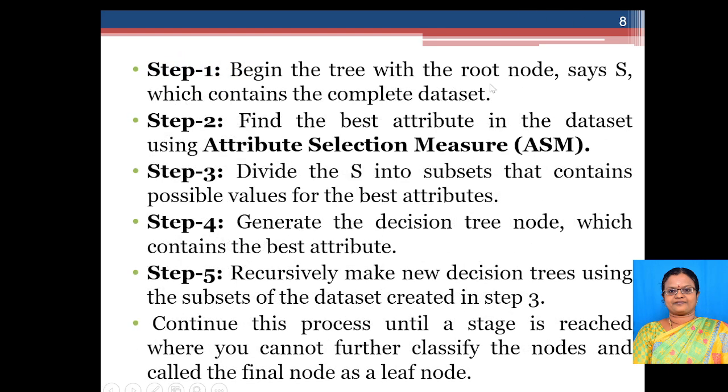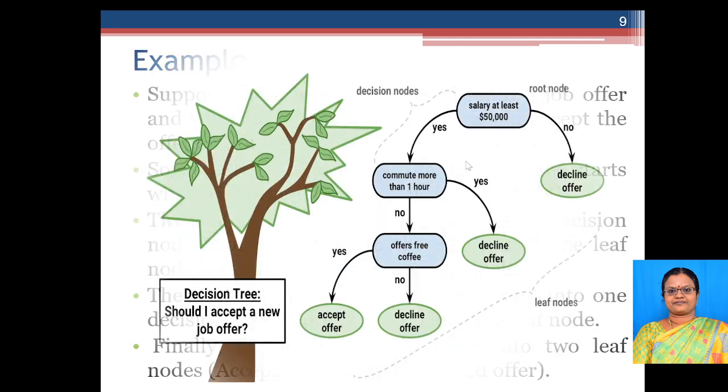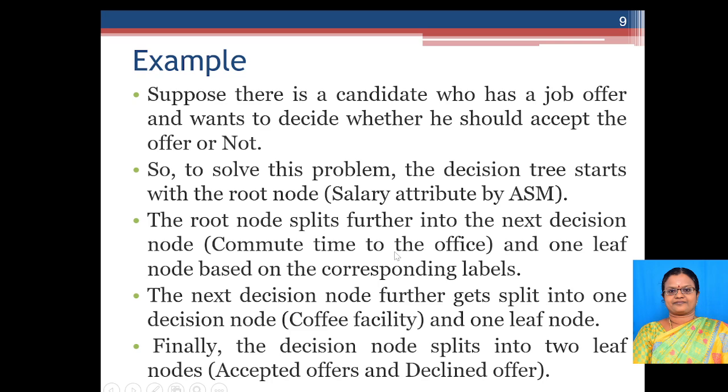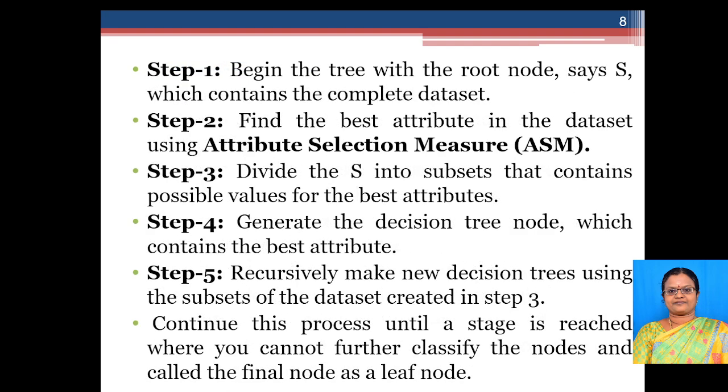So begin the tree with the root node, which contains the complete data set. Find the best attribute in the data set by using an attribute selection measure. At each stage you might have seen there is one keyword which is considered for the decision: here in this case salary, here transport, and here the coffee facility. That is called the attribute selection measure.